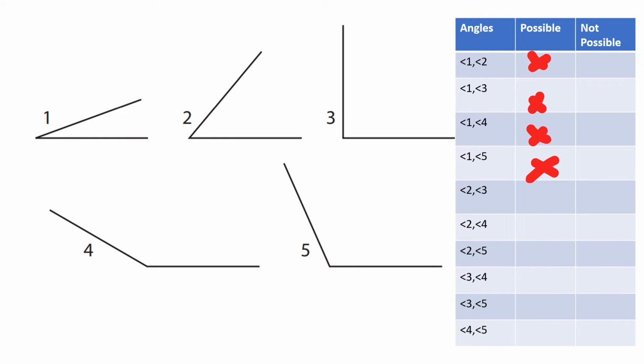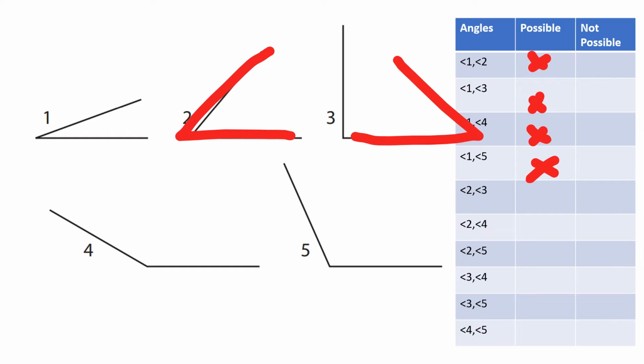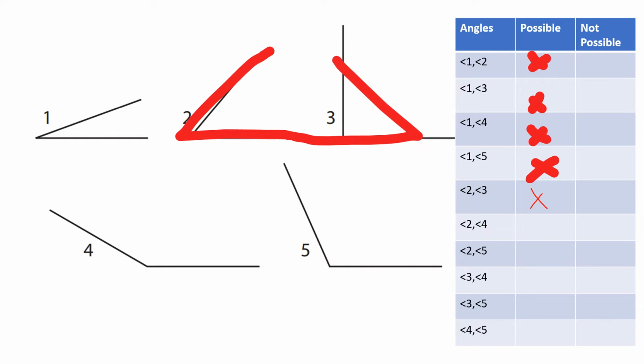Moving on to angle 2. We've already tried angle 2 with angle 1, so we skipped that part of the chart. We didn't need to put that in. So now we're going to try angle 2 with angle 3. So I slide it over. Yes, it does make a triangle, so we're good to go.